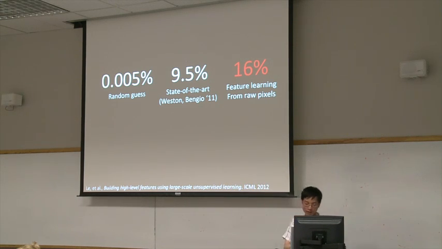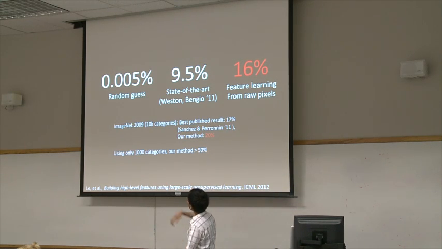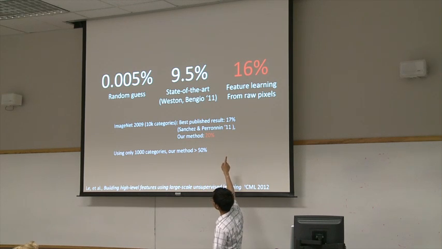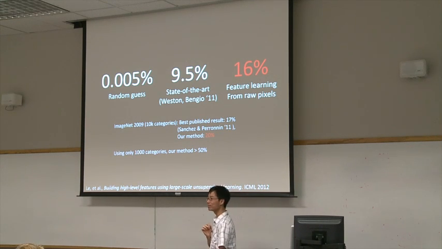If that doesn't sound impressive, okay. ImageNet has several versions. In 2009, we were also way better than the state of the art. Now that doesn't seem impressive because 16% seems small, right? It seems like an error rather than an accuracy.